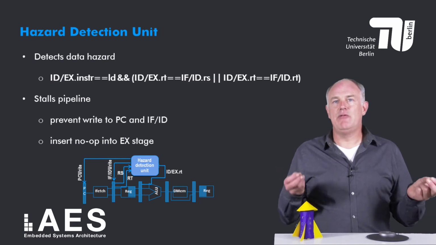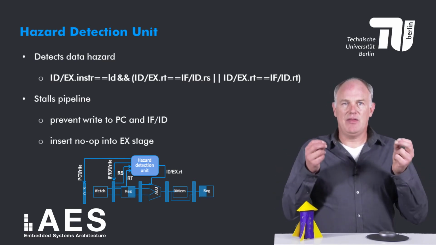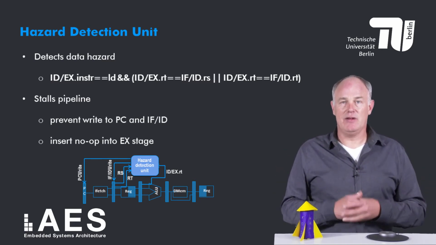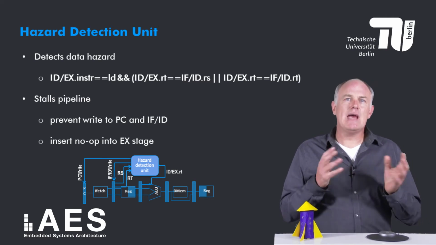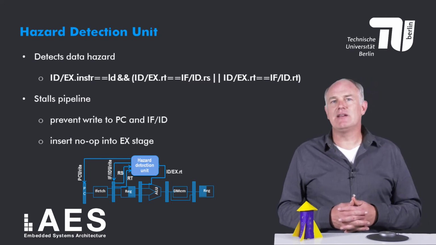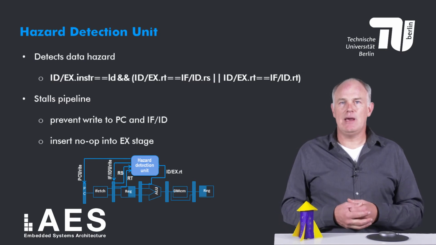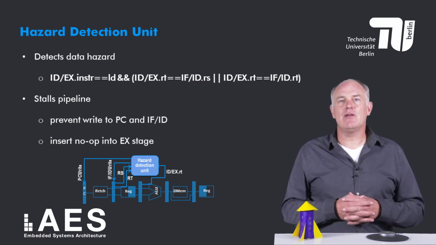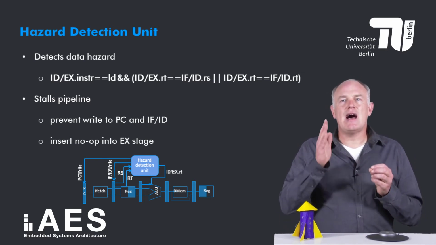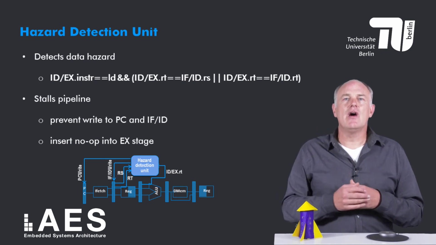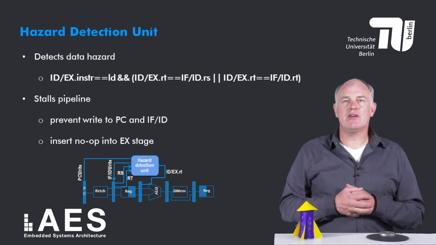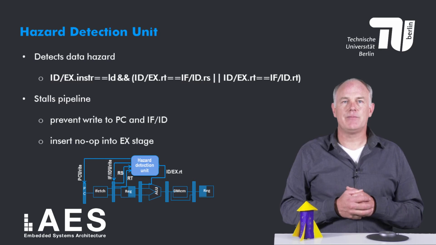It does so by preventing the program counter and the IF/ID pipeline register from being written. We can prevent these registers from being written by adding write signals to them and by clearing these write signals. This makes sure that the IF and ID stages are repeated for the same instructions in the next clock cycle.